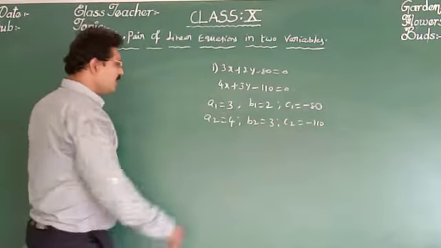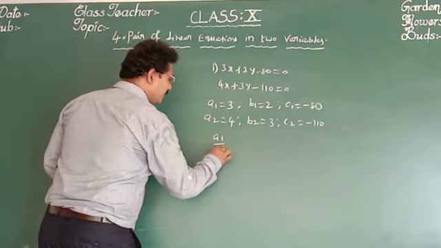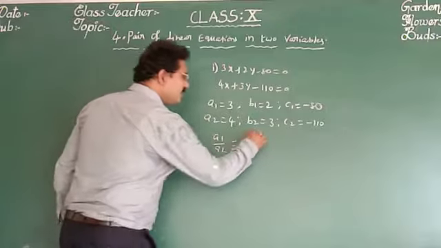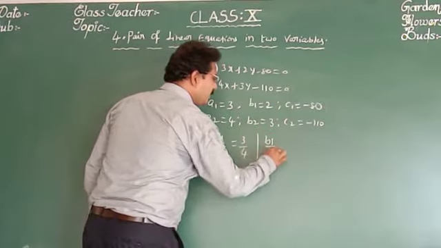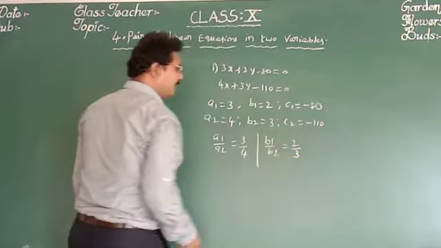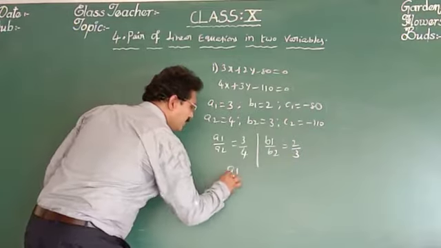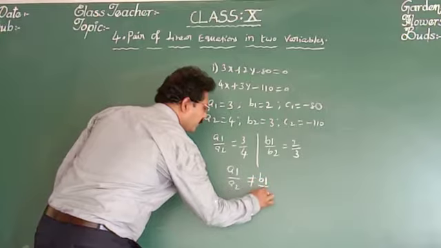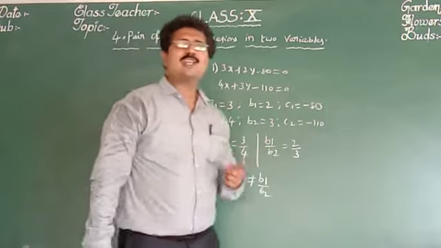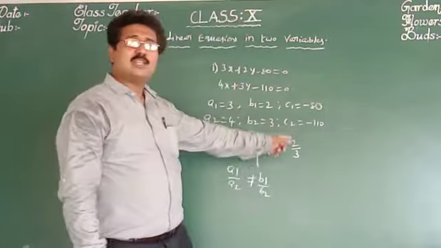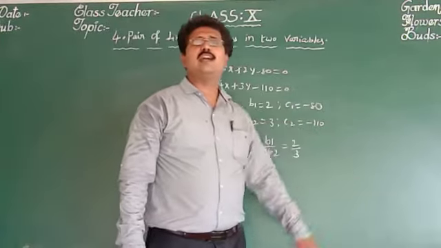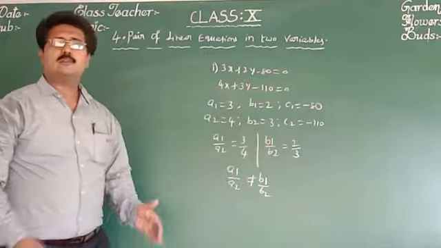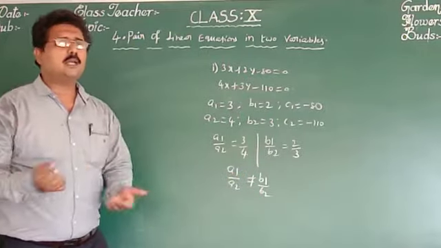Now here, what is A1/A2? A1/A2 is equal to 3/4. What is B1/B2? B1/B2 is equal to 2/3. So that means A1/A2 is not equal to B1/B2 and hence the lines are consistent, these lines are intersecting lines and have a unique solution. So first of all you must write down this, and after that only you enter into the problem.